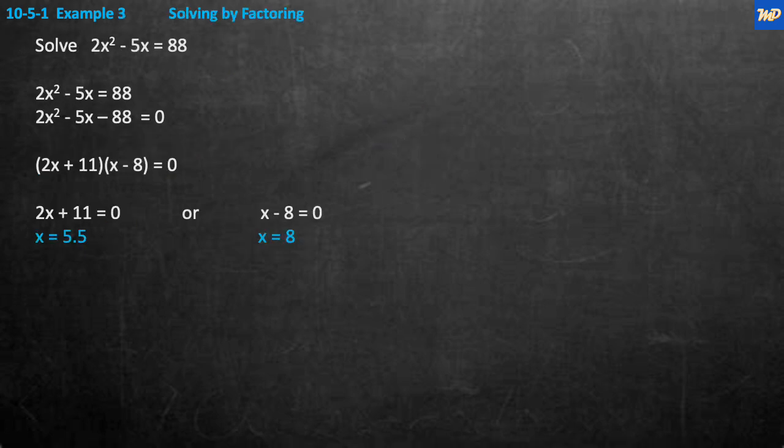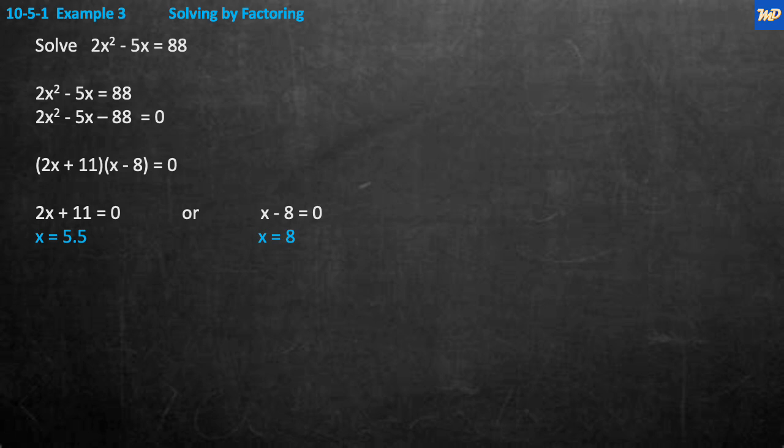Okay, example 3, solve by factoring. It's another factoring problem. They've thrown a little hook on it for you. So what did we start off with? It says solve 2x squared minus 5x equals 88. Now the a term is no longer 1. It's not a 1, right?